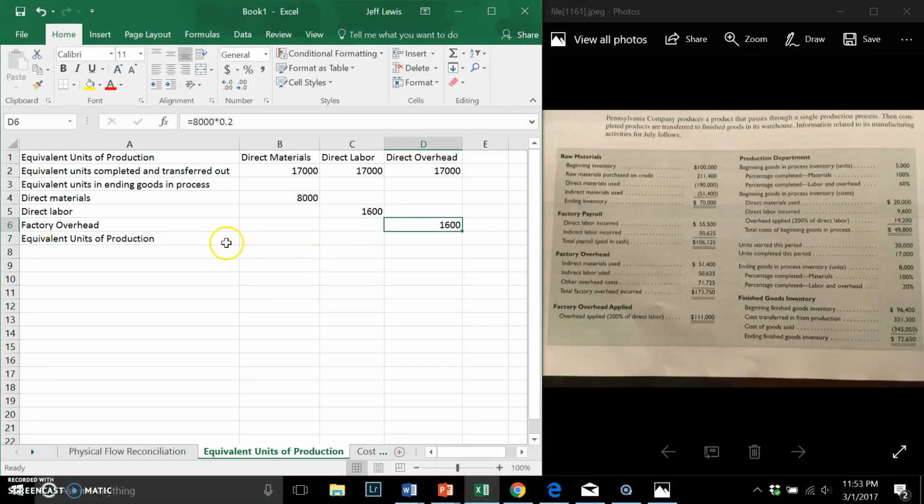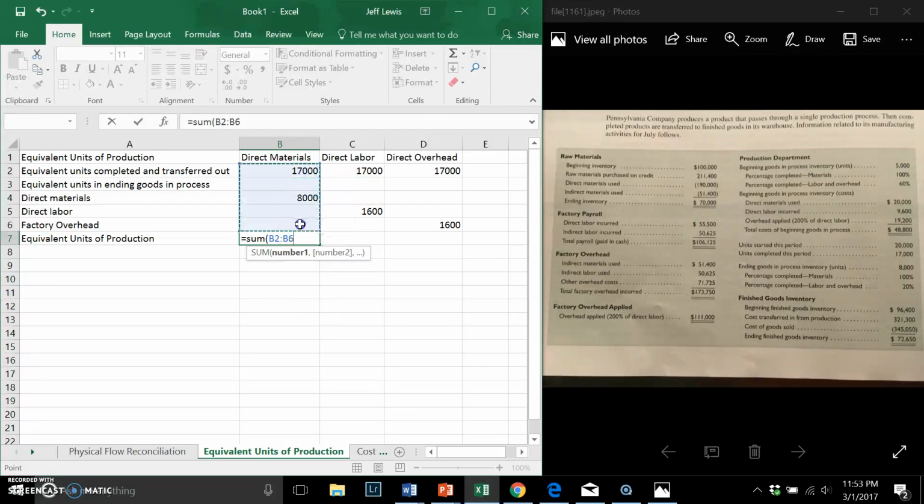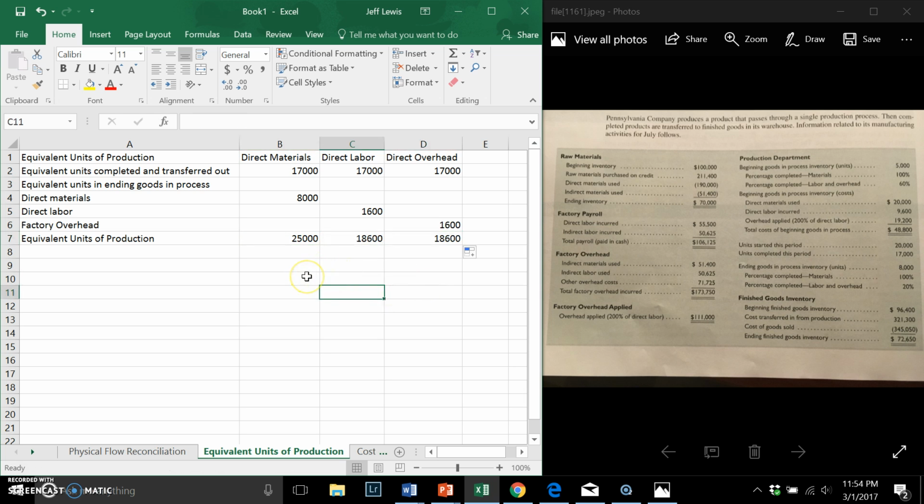Now to compute your equivalent units of production, you just sum all these, and you can just drag like that. And look at that. There's your equivalent units of production for direct materials, direct labor, and factory overhead.